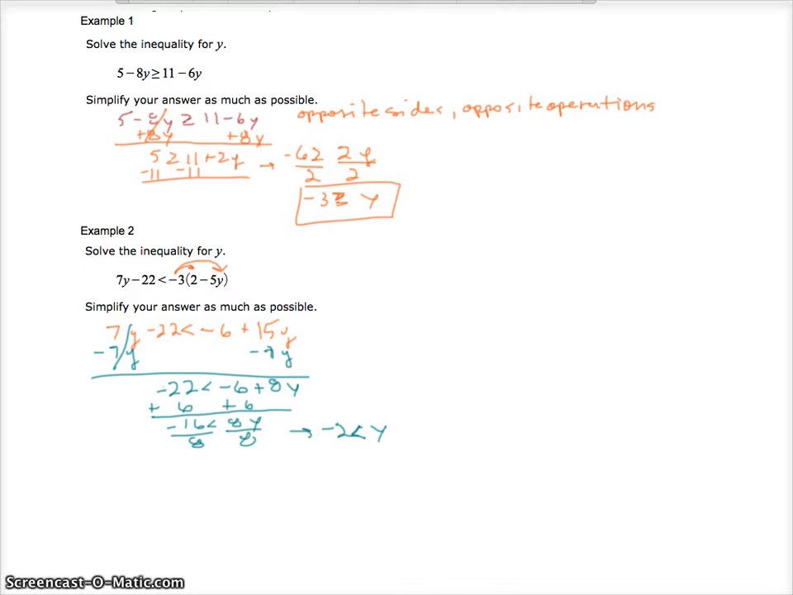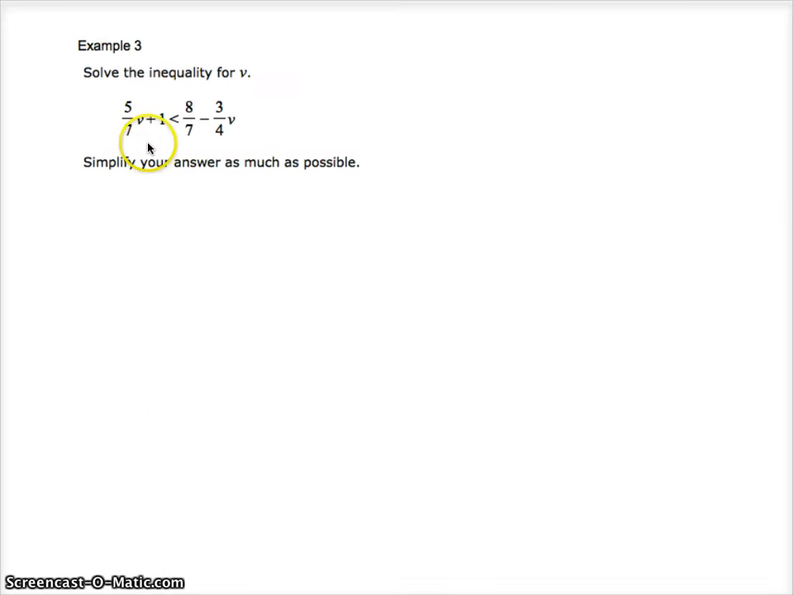Let's look at one more example. In example 3, I've got fractions and multiple occurrences of the variable. Well, the first thing I'm going to do is multiply by my LCD. The LCD of 7 and 4 is 28. Multiply every term by 28. So I'm going to do 28 times 5 over 7.